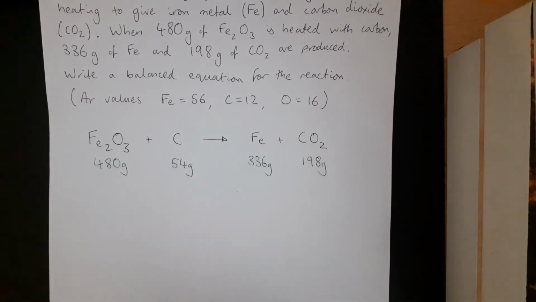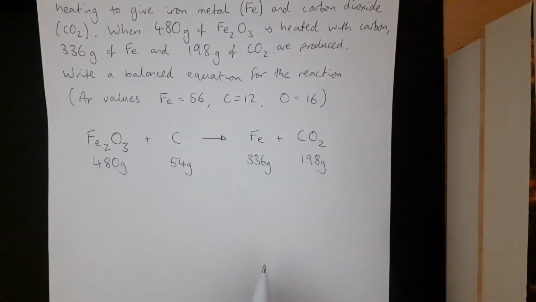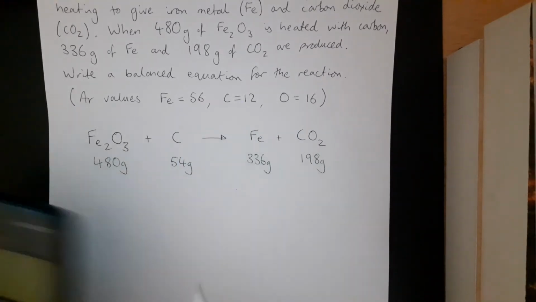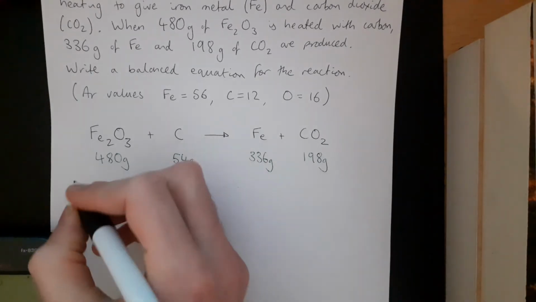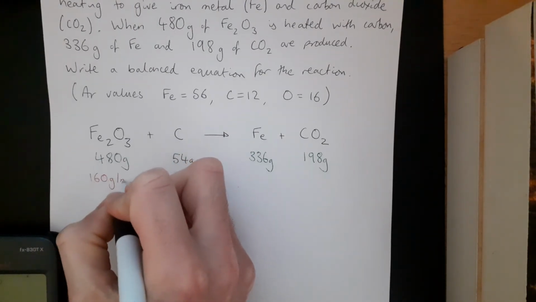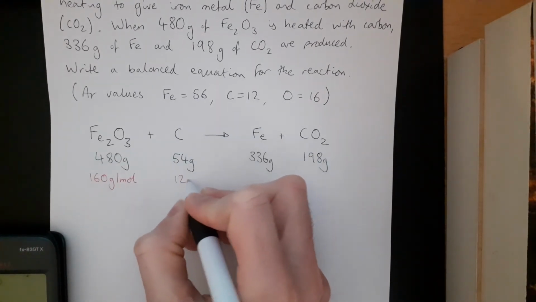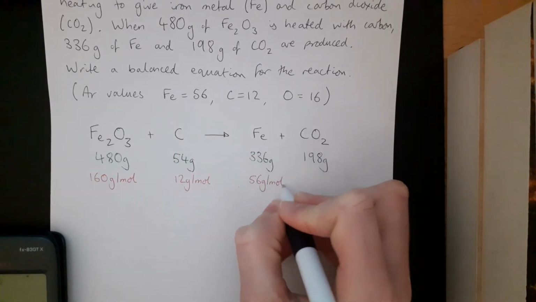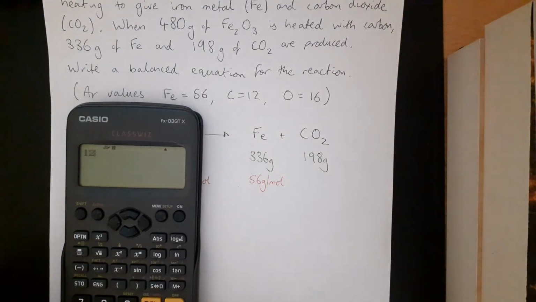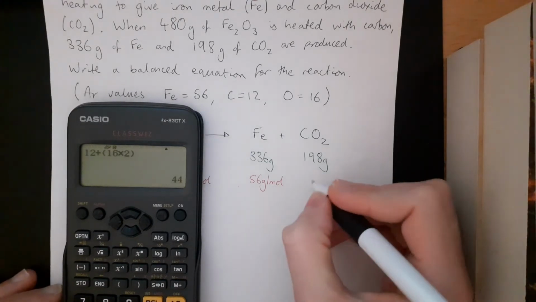Okay, now we need to do the relative formula masses of each one. And we're going to use the atomic masses here. So for the Fe2O3, we're going to do 56 for the iron and times it by 2. And we're going to add on 16 for the oxygen times 3. So that's 160. Carbon is just 12, that's nice and easy. The iron is just 56. And then CO2, I'm going to do 12 for the carbon plus 16 times 2 for the 2 oxygens. So that's going to be 44.